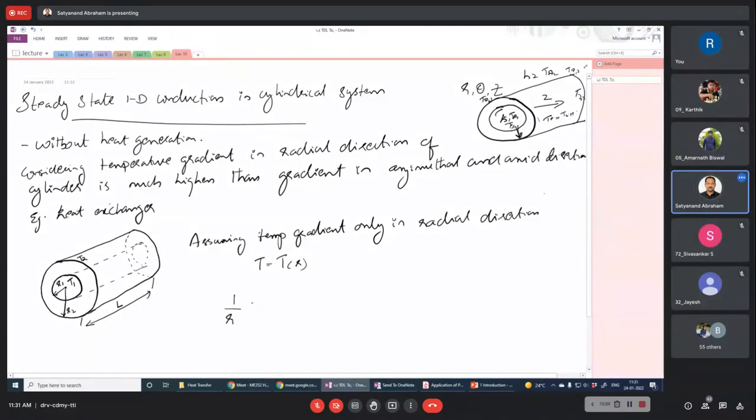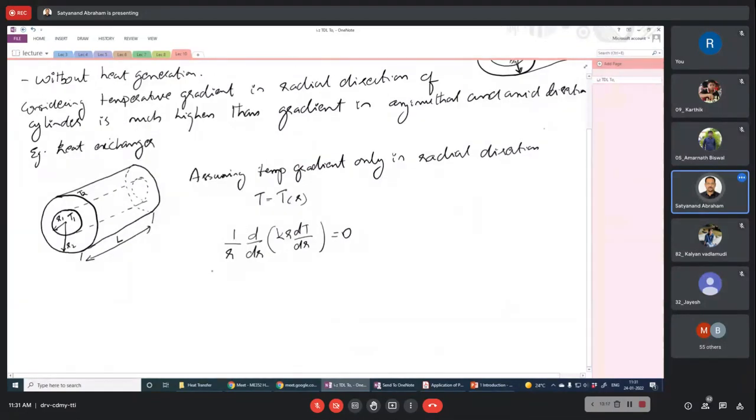So we are going to write (1/r) d/dr. Instead of ∂, we are writing d. (k r dT/dr) = 0. Okay. So that is going to be our governing equation. And we are assuming k to be constant. Assuming k as constant, we can take k out, and also we can take this r to this side. So therefore, we can write d/dr (r dT/dr) = 0.